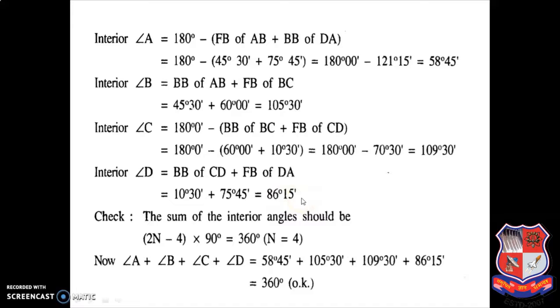Now again, what you have to do? We have to remember our check. Our check is 2n minus 4 into 90 degree. Here n is 4, because only 4 sides and 4 angles are given. So when you put n equal to 4, you will get your check as 360 degree. And you have to also check whether your answer is also 360 or not. So if you do the summation of all the angles, you will get 360. So here your check and your answer are matching. So this is your final answer.